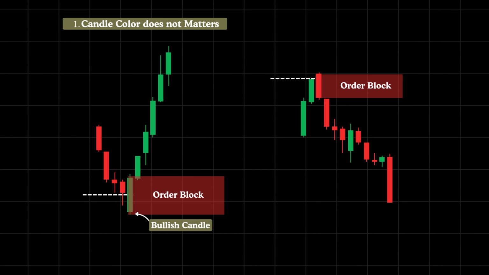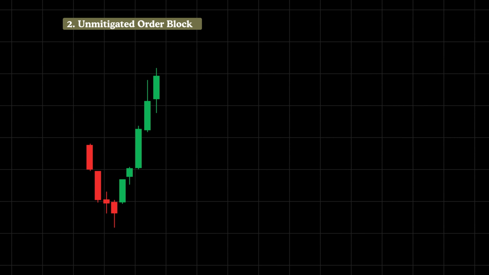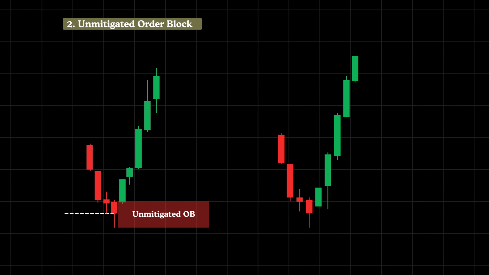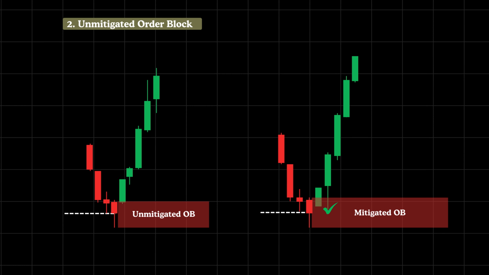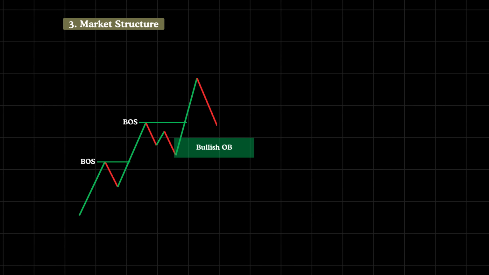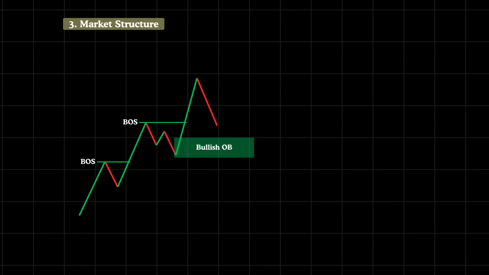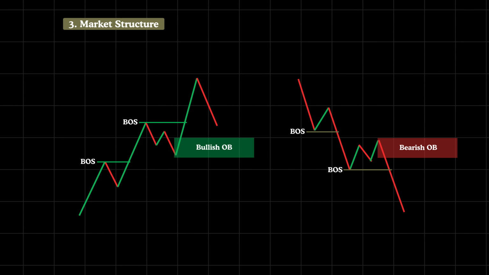Point number 2. The order block remains valid as long as it is untouched. If the price taps a valid order block once, the block is considered mitigated and will not be useful in the future, as an order block can be used only once. Point number 3. In a bullish market structure, we should always mark the bullish order block and plan a long trade accordingly. Similarly, in a bearish trend, we should mark the bearish order block and plan for a short trade.